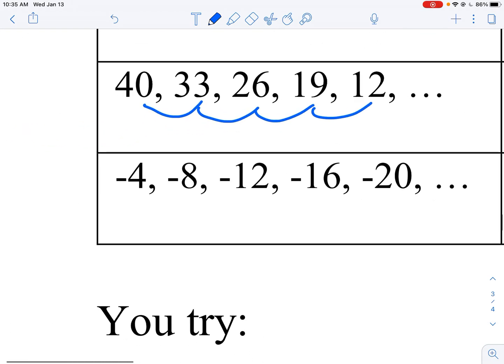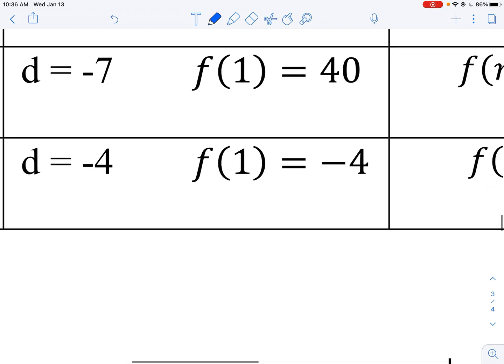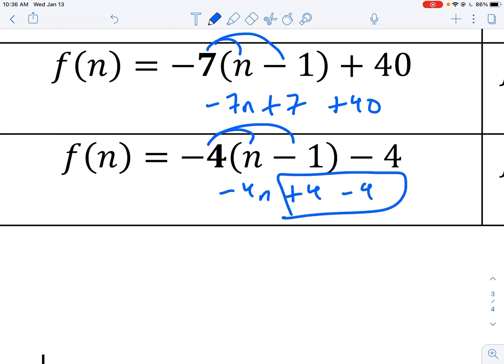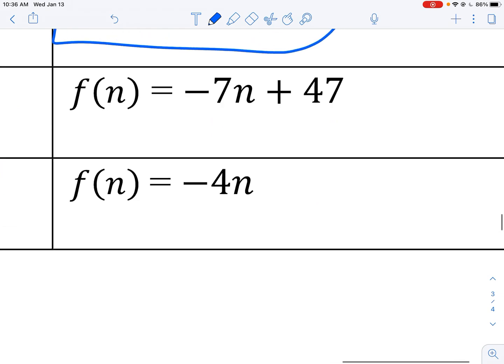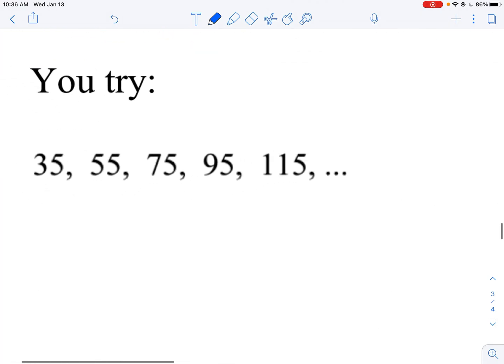On the third example here, it is subtracting 4 each time, so the common difference is negative 4. And the first term of the sequence is also negative 4. So when I go in and fill it in, I write f of n equals negative 4, my common difference, times n minus 1, and then add negative 4, which is subtract 4 here. This is not simplified again, so you can distribute your negative 4 to get negative 4n, distribute your negative 4 to get negative 4n plus 4, and then you got your subtract 4 from the outside. These are going to add out, and so they disappear, and you're left with just negative 4n on the right side there.